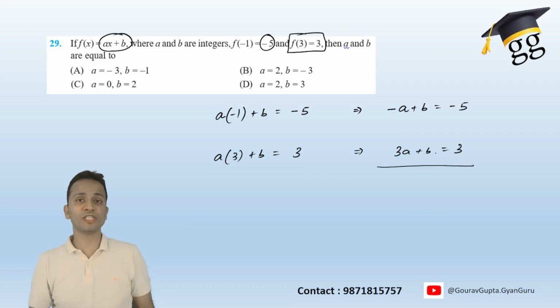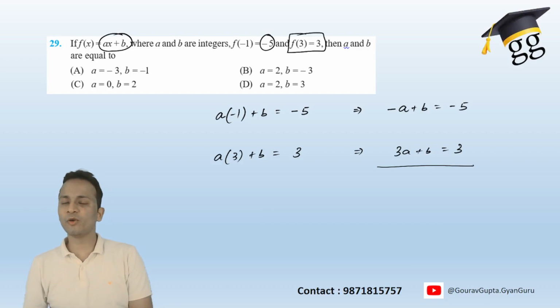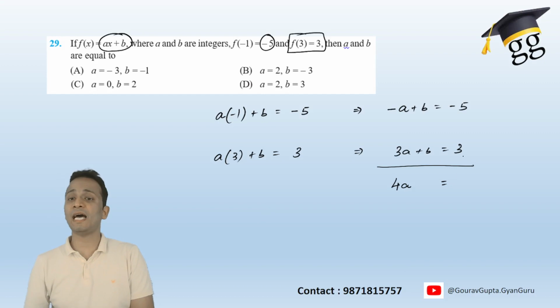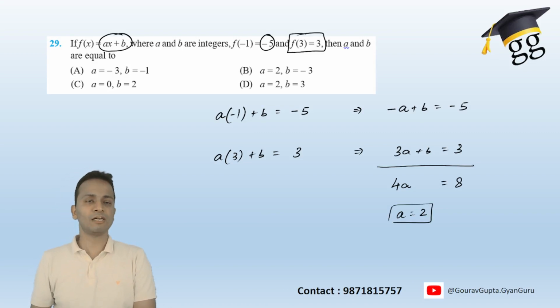These are linear equations in two variables. The variables are a and b. You can solve for them. And the question is asking about the values of a and b only. So second equation minus the first equation. 3a minus a will give me 4a. B will get cancelled, and on the right hand side it will be 3 minus -5, that is 8. So the value of a is equal to 2. As soon as you get this value of a, you start eliminating the options.